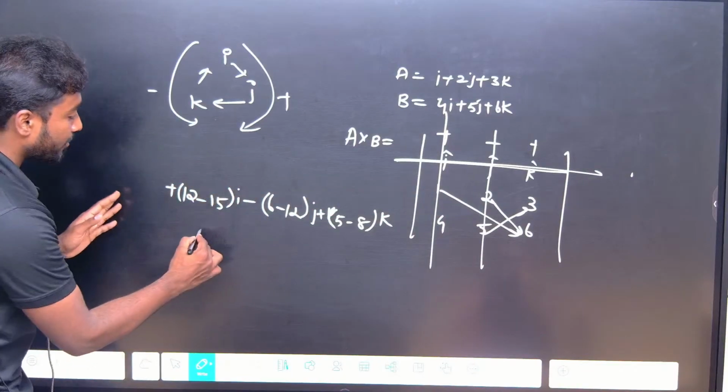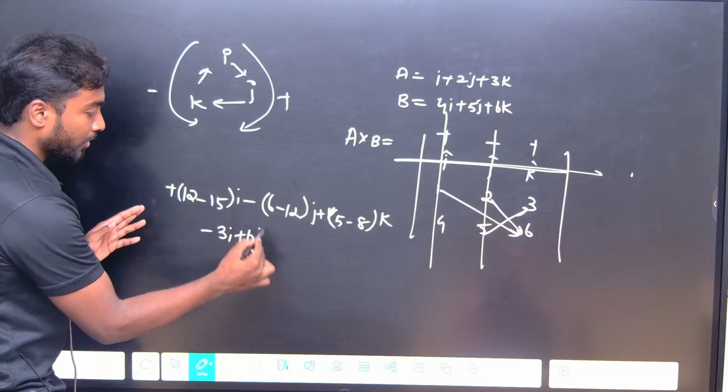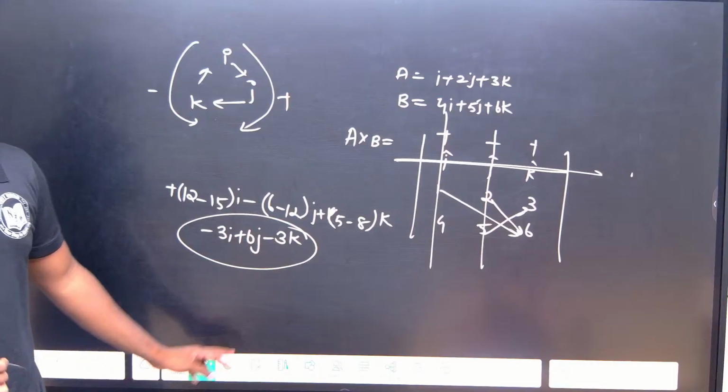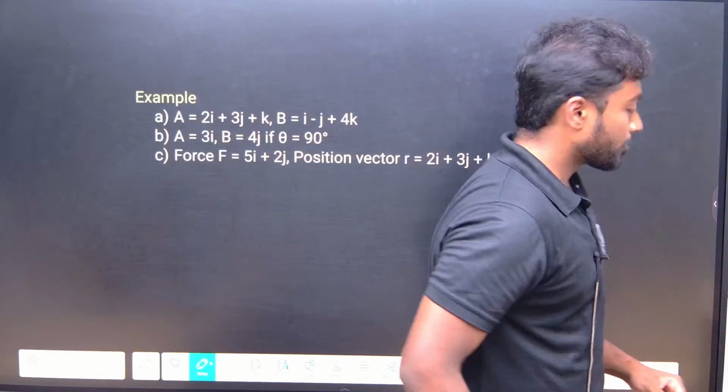So here what is the answer? Minus 3i, minus of minus, so plus 6j, then minus 3k. This is my answer. Any doubt here? Now do this question.